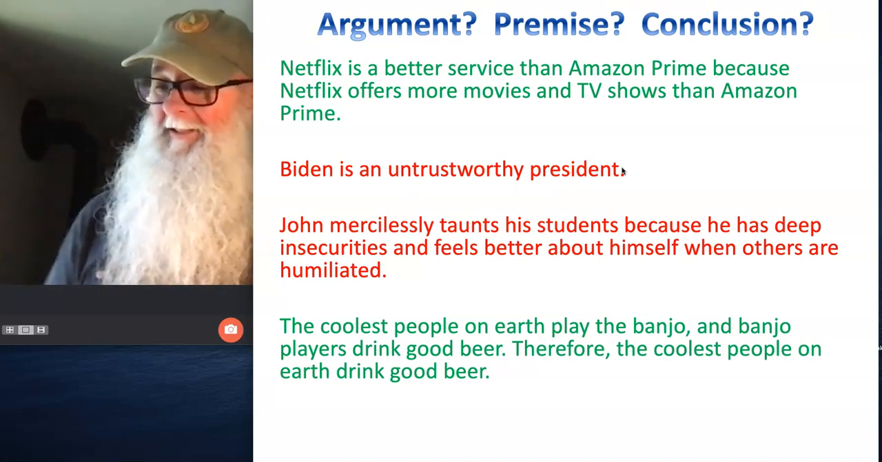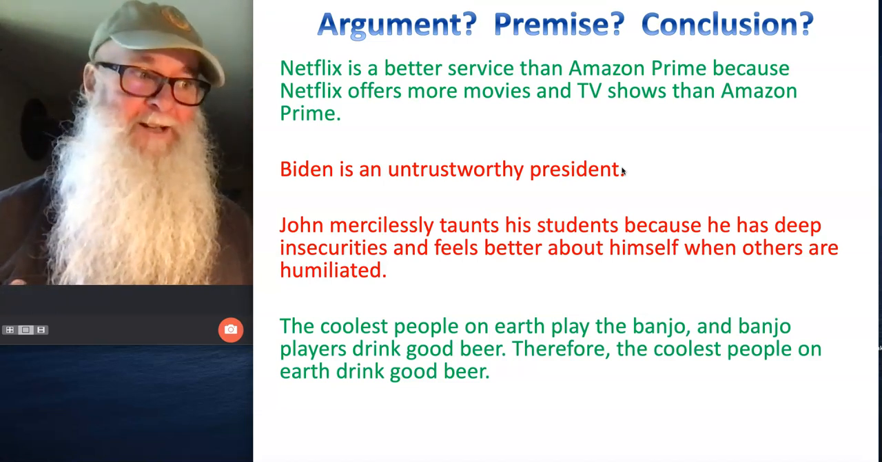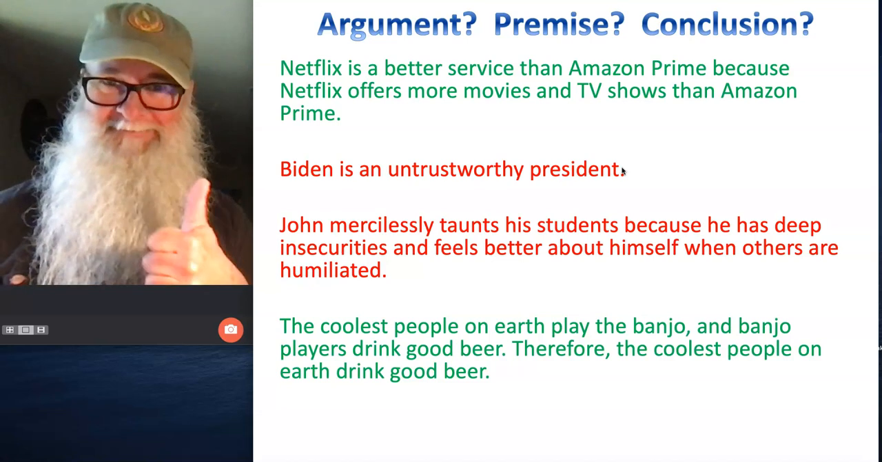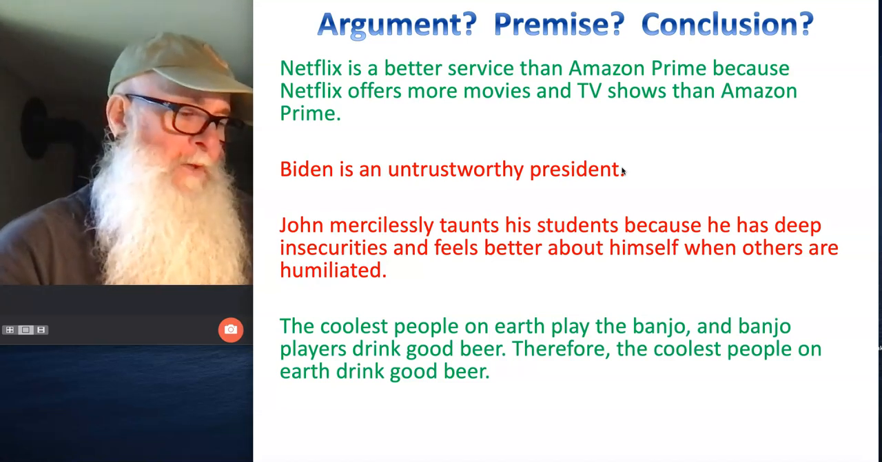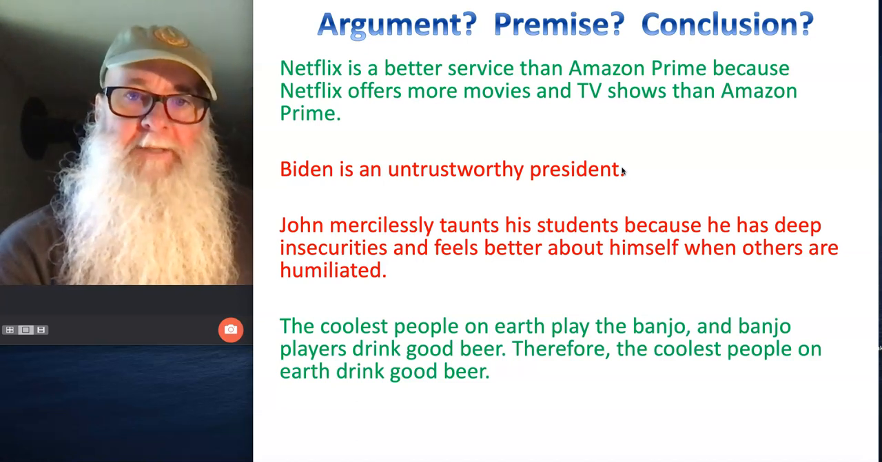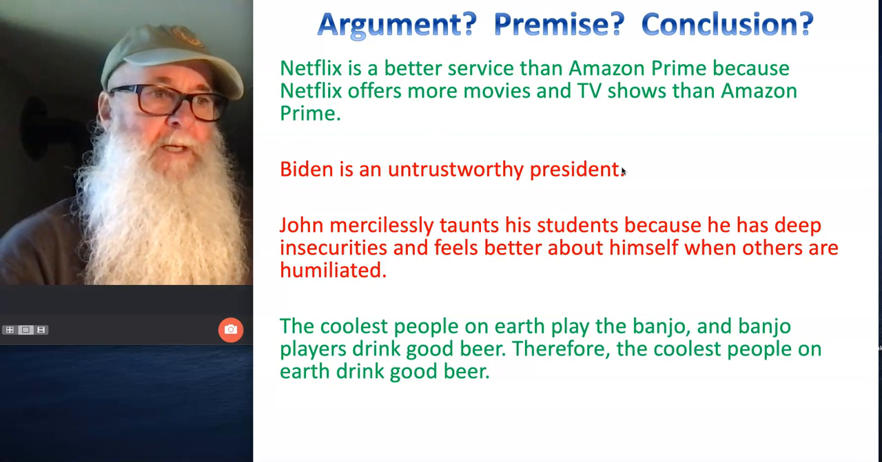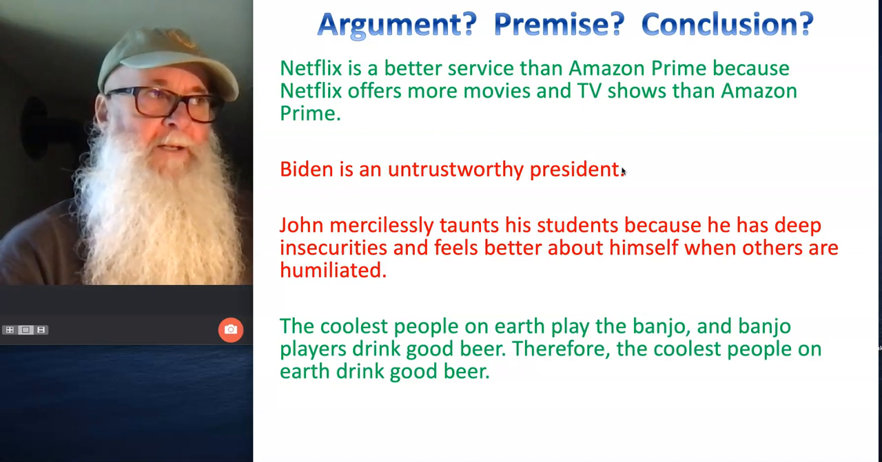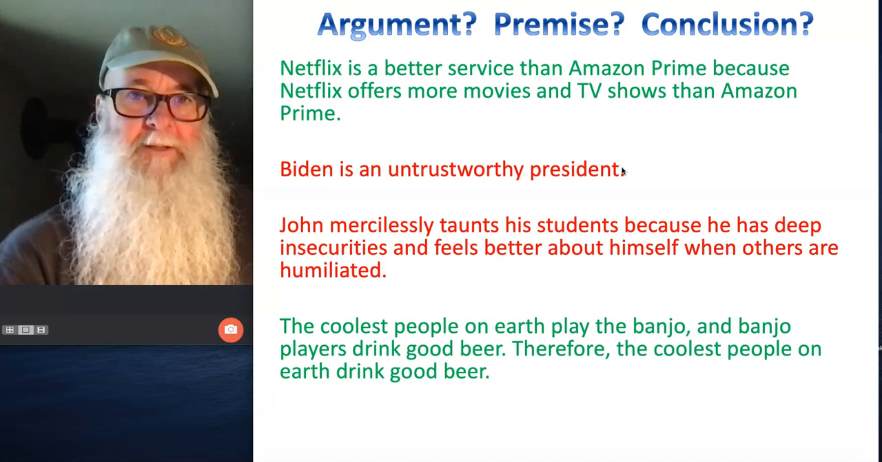And it's a really tricky one, so if you did get this one wrong, don't beat yourself up about it. And if you got this one right, and you said that's not an argument, bravo, look at you. So here's why this isn't an argument. There's a claim being made here. The claim is that John mercilessly taunts his students. Okay, you'd say, all right, well, why do you think that's the case? Why do you think it's true that he mercilessly taunts his students?